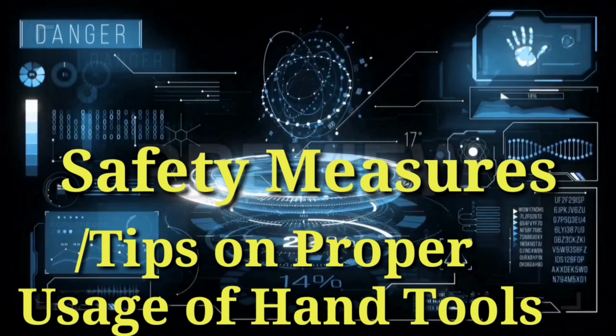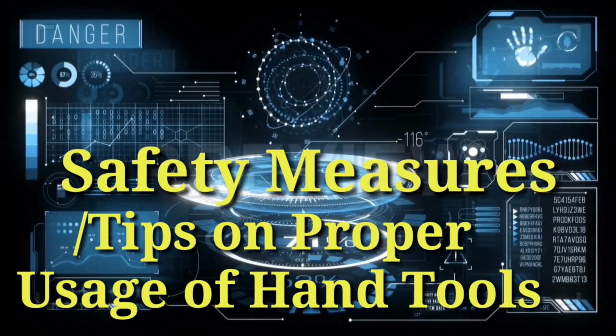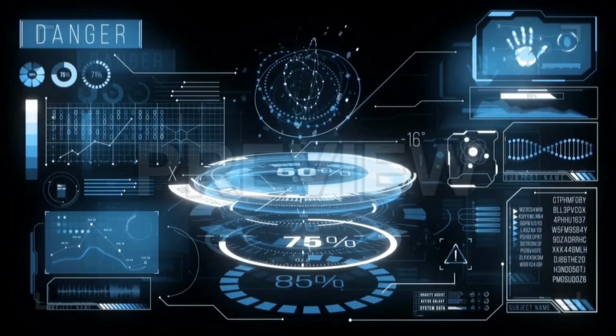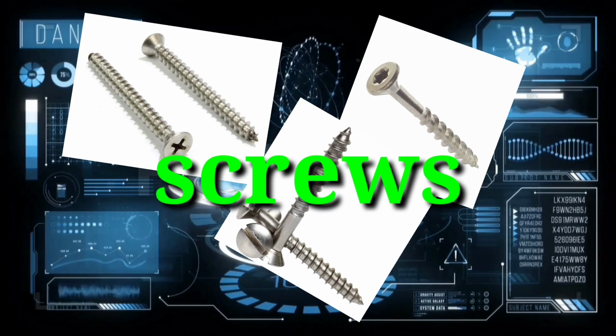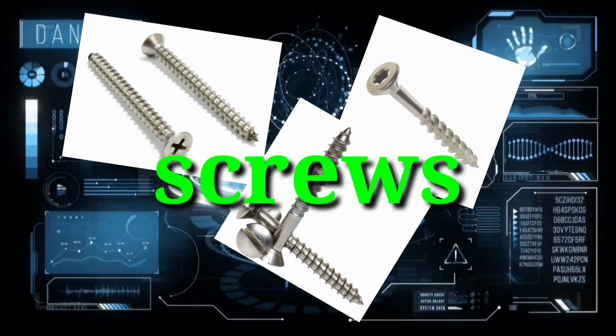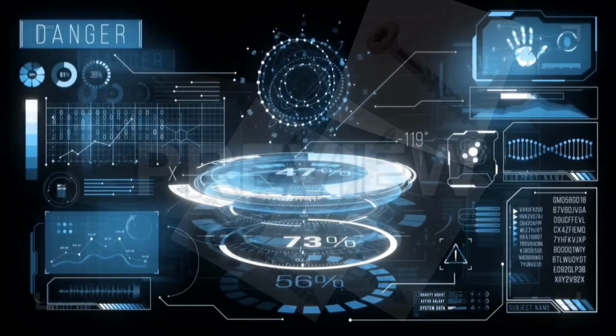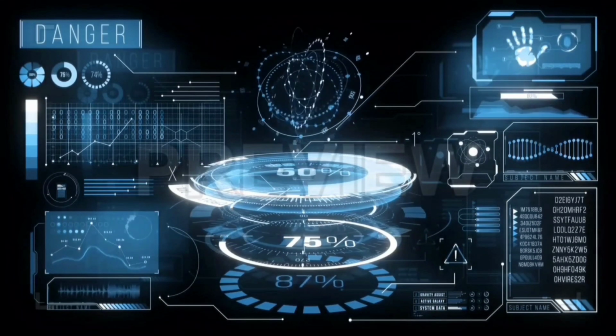Screws. Screws can become stripped if you over-tighten them with a screwdriver. A stripped screw may spin within the screw hole, or it may not tighten firmly. Discard stripped screws.